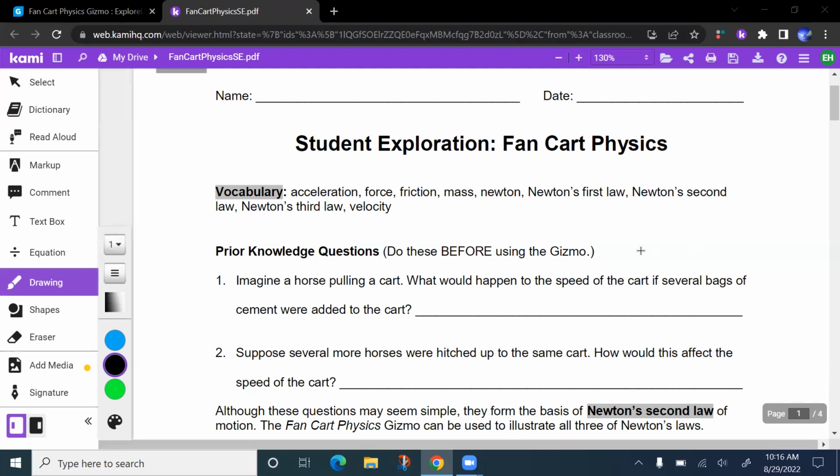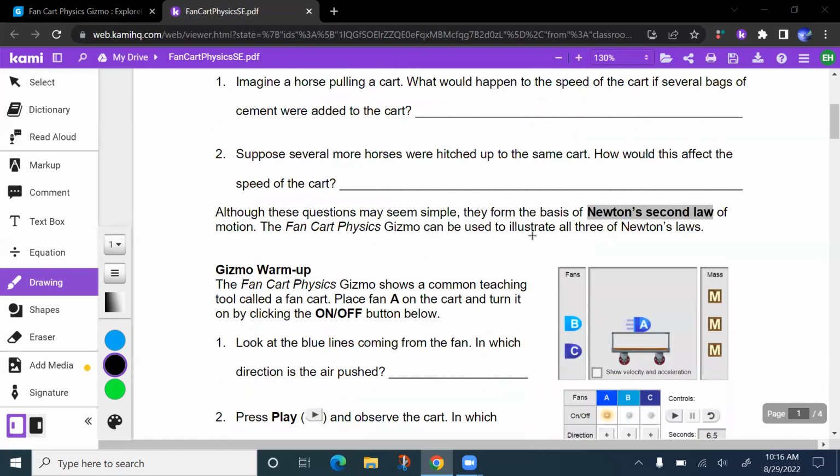Okay, read along with me. Although these questions may seem simple, they form the basis of Newton's second law of motion. The fan cart physics Gizmo can be used to illustrate all of Newton's laws. So before we begin studying Newton's laws of motion, and we haven't even really begun to study what a force is for that matter, we're going to see how forces can cause things to go either no motion, constant velocity motion, or constant acceleration motion. It's going to be one of the three. And this particular Gizmo lab will help us illustrate all three of those.